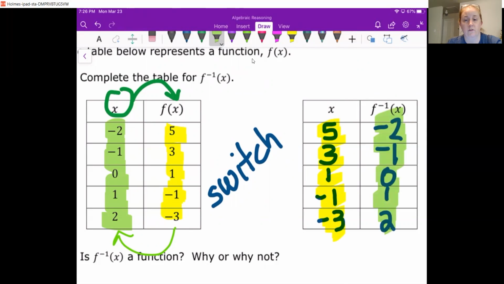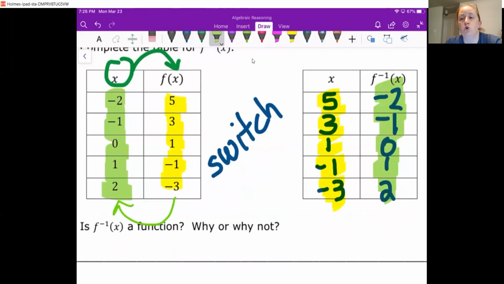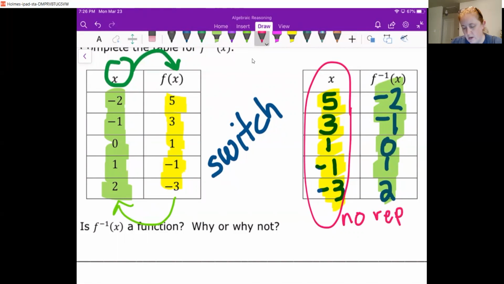So all they did was flip-flop on us. All right. So now let's look and see, is this new inverse that we just made, this new table, a function? So again, to describe functions, it's all about those x columns. The original one was a function because our original x's, none of those numbers repeated. Let's see if that's true for our new x's. So sure enough, none of those x values repeat. So we have a function.